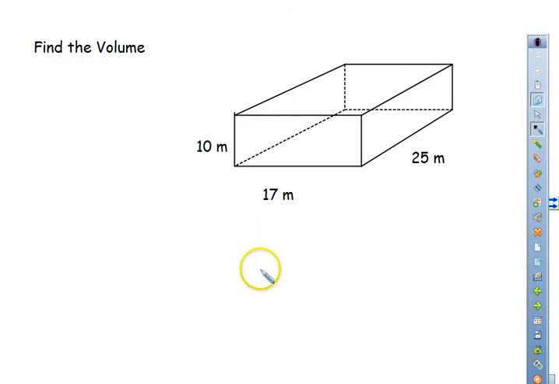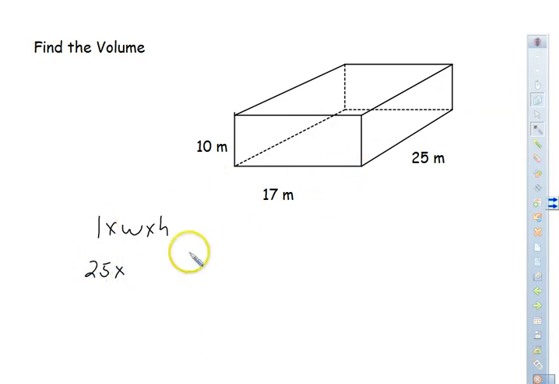Before I get to this one, do note too that you will have the dot matrix. So take a look at that. We'll try one in class tomorrow. Go ahead and hit pause and solve the volume of this rectangular prism. Alright, as you can see, length times width times height is going to give me my answer according to my formula. And my length is 25. My width is 17. And my height is 10.